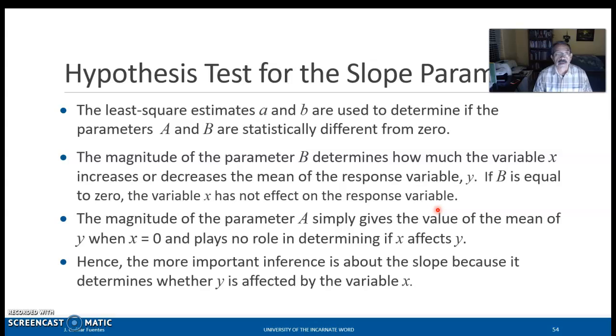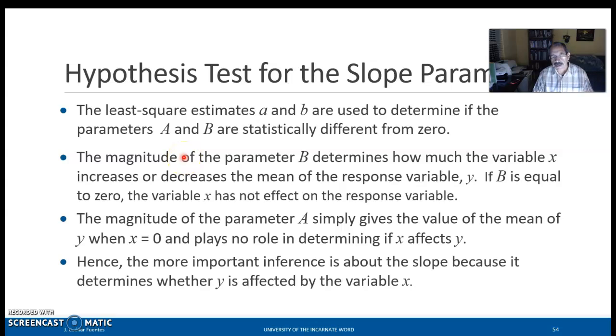If you remember from what we've done before, when we talk about estimation, we talk about testing a hypothesis and calculating a confidence interval. So in this case, we're going to test a hypothesis about the slope parameter, and later on I'll show you how we calculate the confidence interval for this slope parameter.